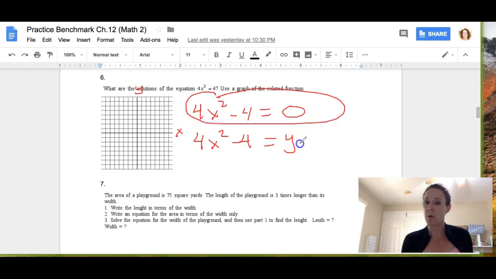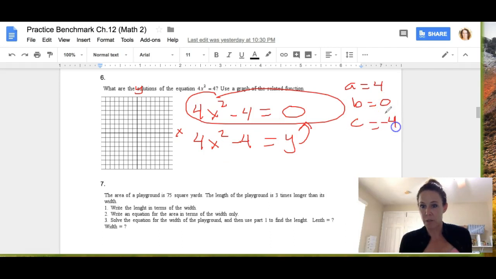Because I want to know where y is 0. That's on the x-axis. So let's go ahead and graph this: 4x squared minus 4. If I graph this using the vertex method, this is going to be the a value. And there's no x, so there's no b value. So my a value is 4. There's no x term, so that means my b value is 0. And my c value is negative 4. And that will be my y-intercept.